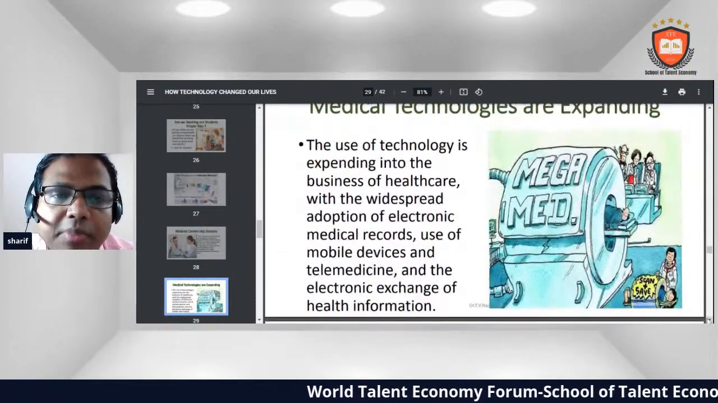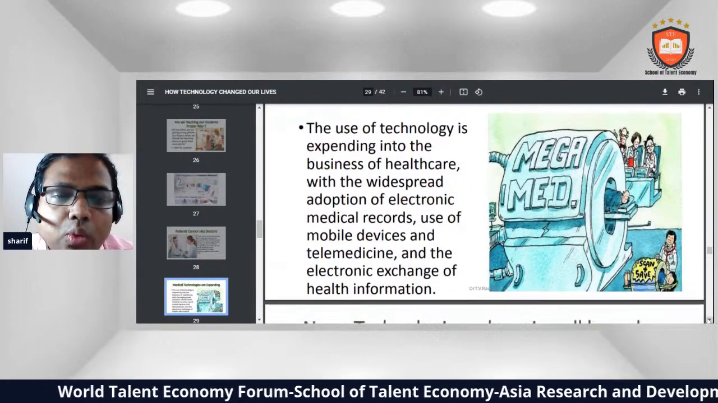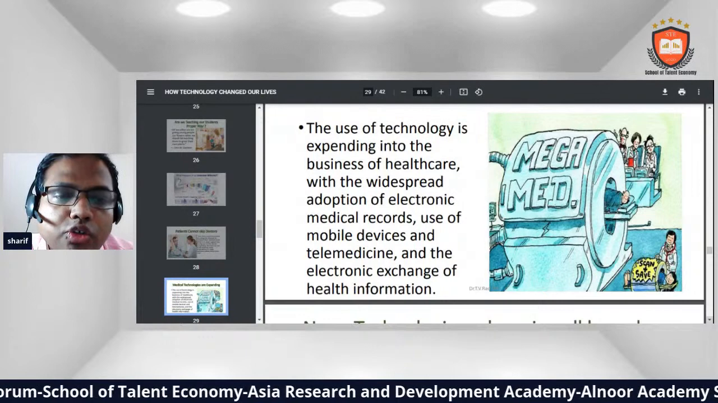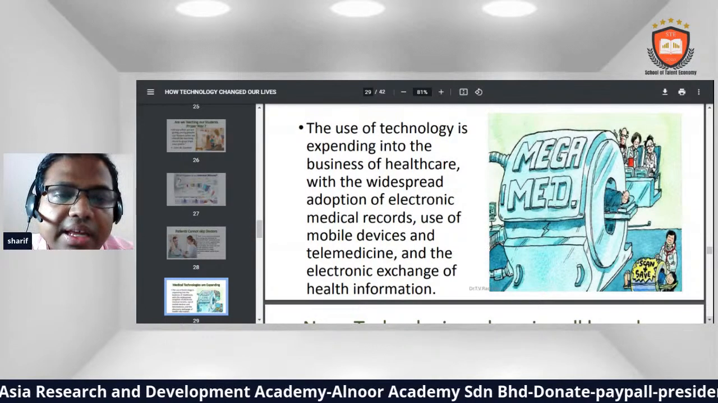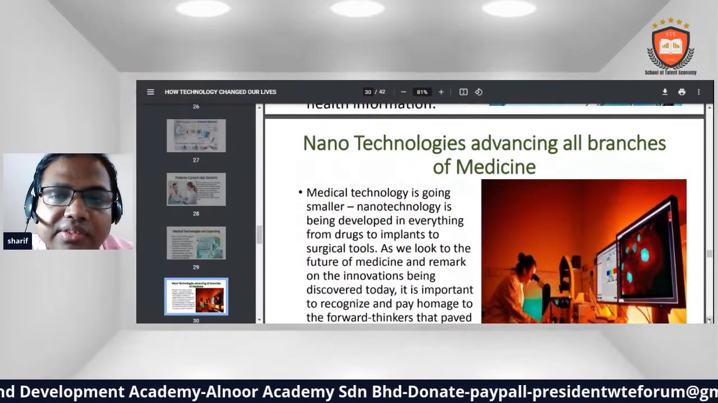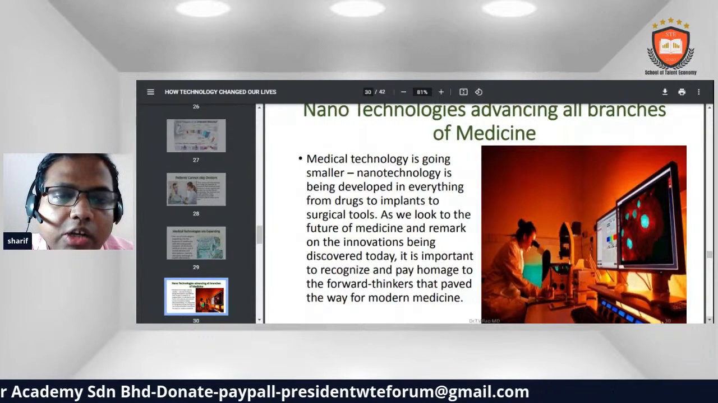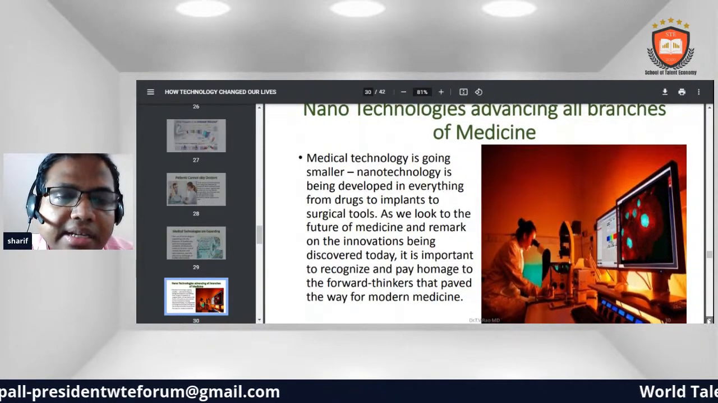Medical technologies are expanding. The use of technology is expanding into the business of healthcare, with the widespread adoption of the electronic medical record, use of mobile devices and telemedicine, and the electronic exchange of health information. Nanotechnology is advancing all branches of medicine. Medical technology is going smaller. Nanotechnology is being developed in everything from drugs to implants and surgical tools.